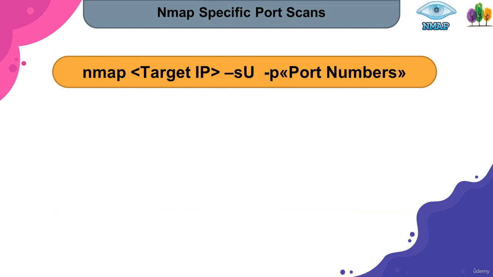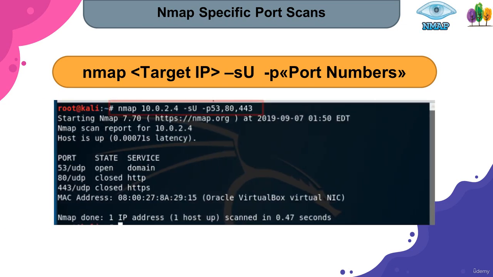nmap -sU -p 53,80,443. Press enter. And here you can see TCP does not show ports 80 and 443 since we entered the UDP parameter. Only the UDP port shows up as a scan result.